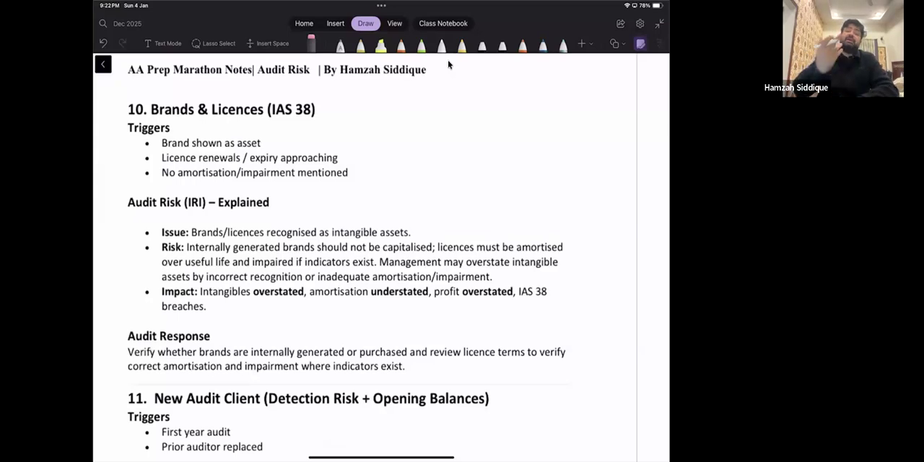Next, brand and IAS 38 once again. Company has purchased a brand. Company has purchased some license. Okay. So that should be amortized over the useful life. That may be impaired. May not have been impaired, may not have been amortized. And internally generated brands cannot be recorded as an intangible asset. So these are the facts from the case.